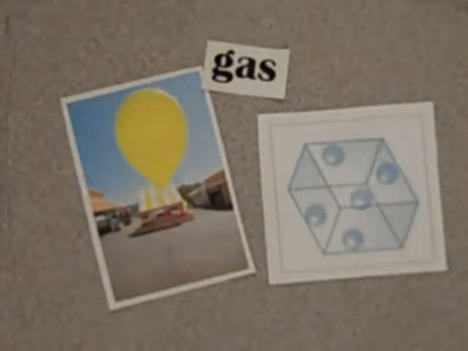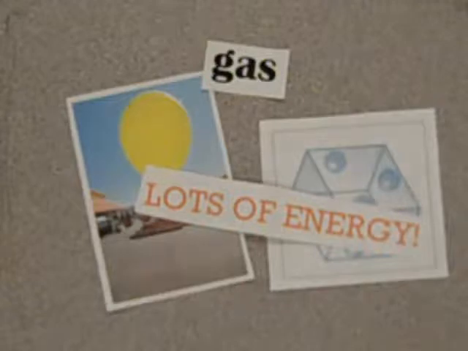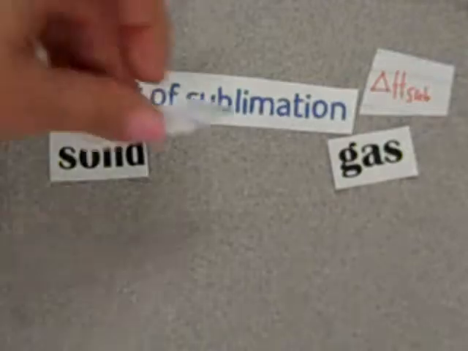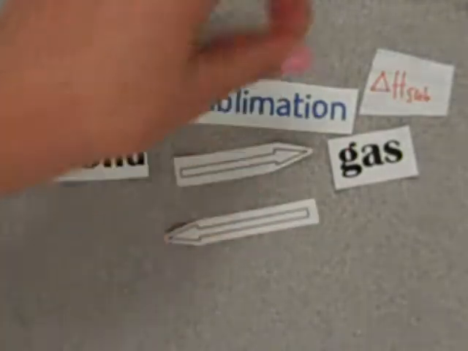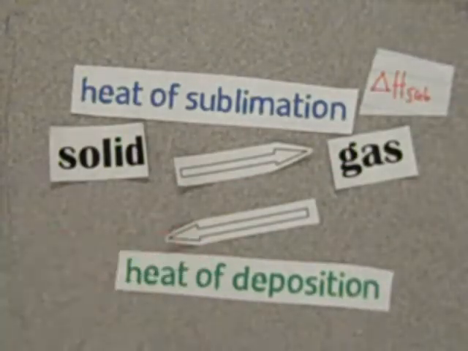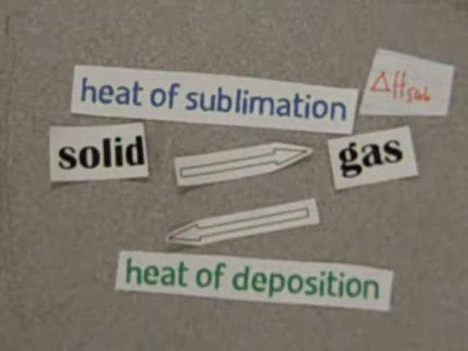There is more energy in gaseous molecules than in either liquid or solid structures. This is why gases occur at the highest temperatures. Heat of sublimation, denoted by delta H sub, is the amount of energy needed to go from solid to gas. The opposite, heat of deposition, is the amount of energy needed to go from the gas to the solid phase.